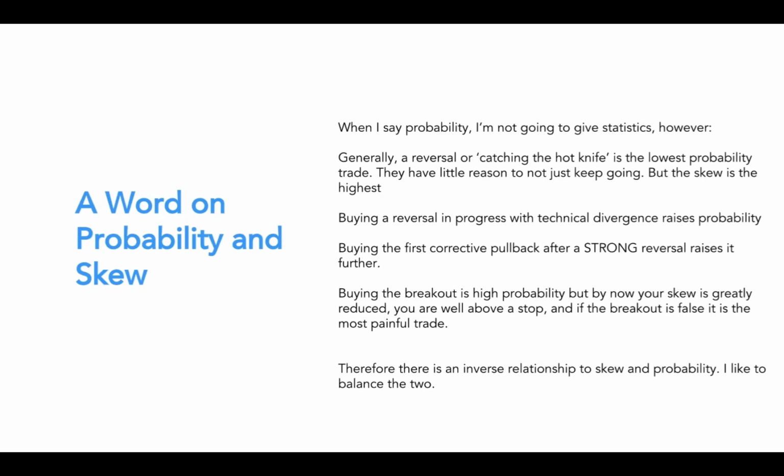So often it's the breakout that really confirms our counts. But the problem with buying breakouts is that you're well above your stop, and it's going to be the most painful trade if price goes back down to the stop. So hopefully that makes sense. That means there's kind of an inverse relationship between skew and probability. As probability increases, your skew starts to decrease. And so I personally like to balance it.